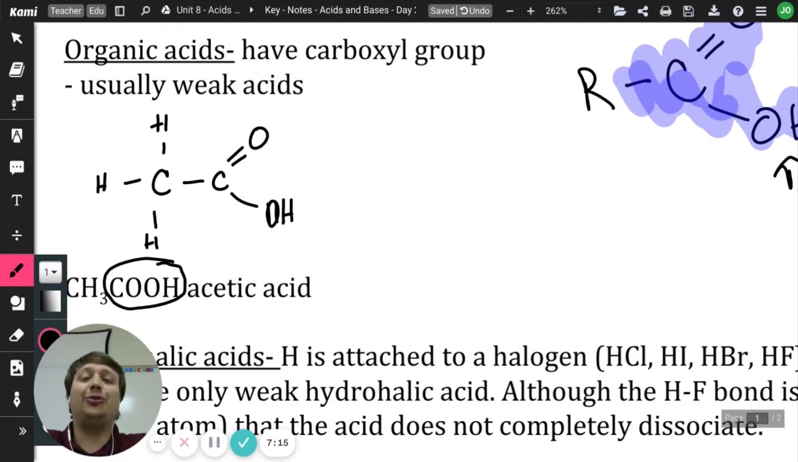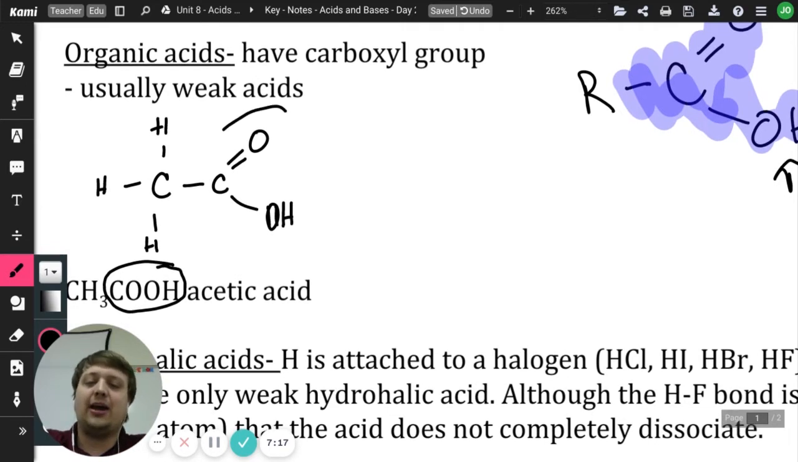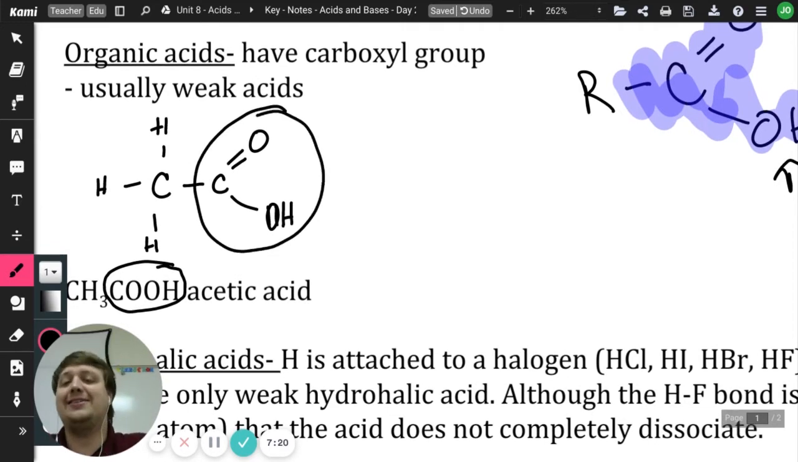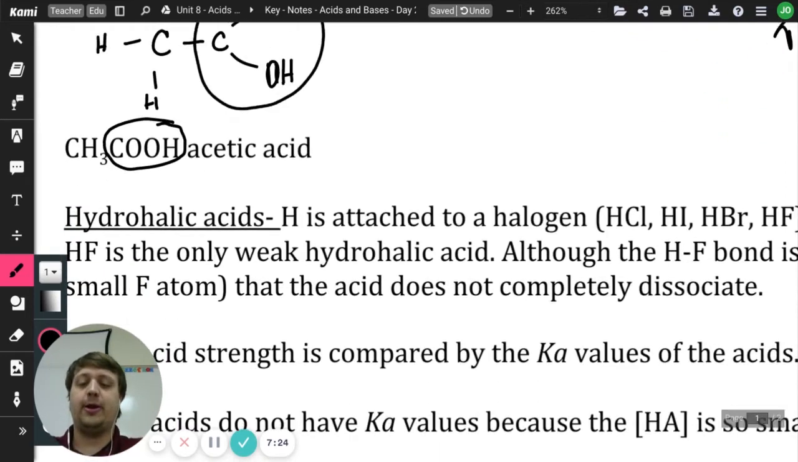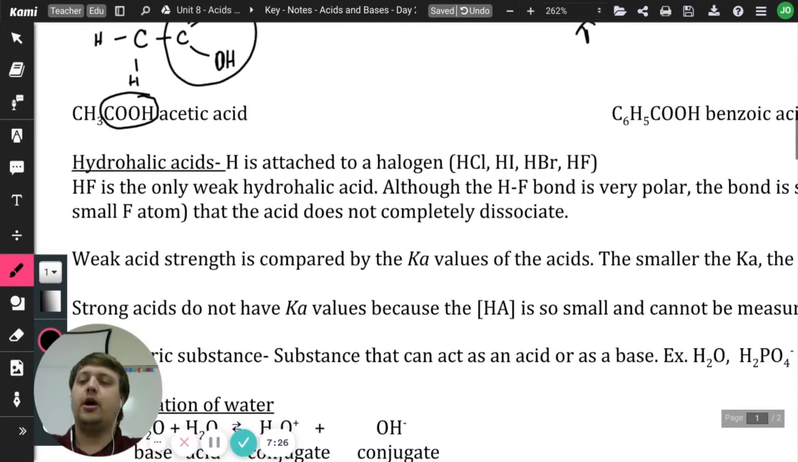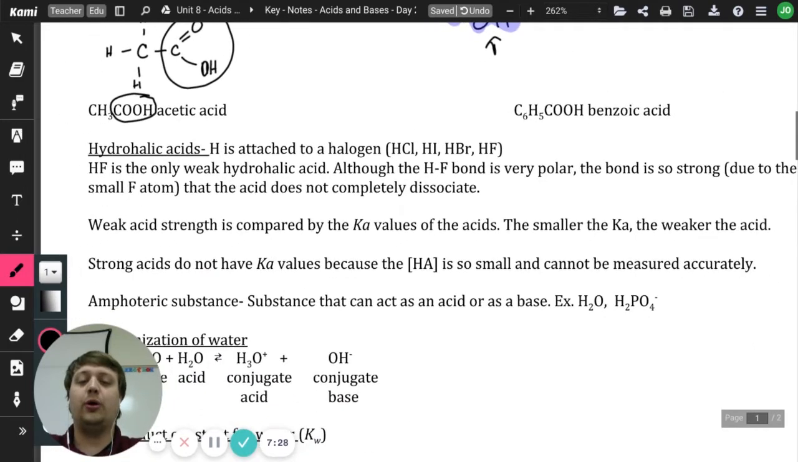But one thing that I do want y'all to be able to recognize is that carboxyl group that is attached, because we do need to recognize if something is an organic acid. All right, so that would be your organic acids.